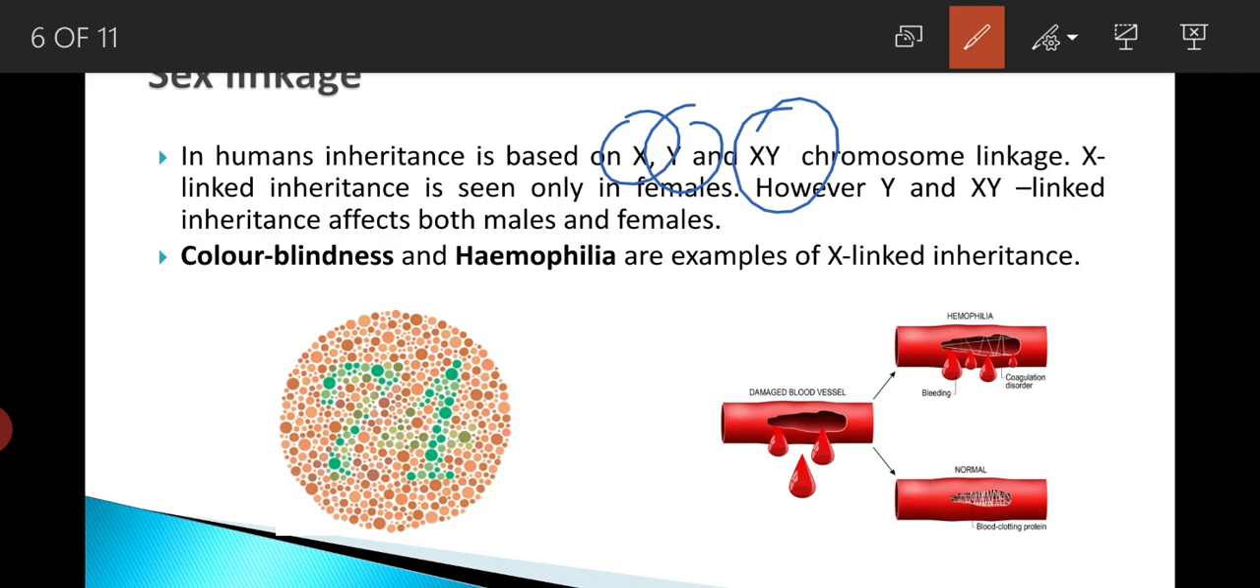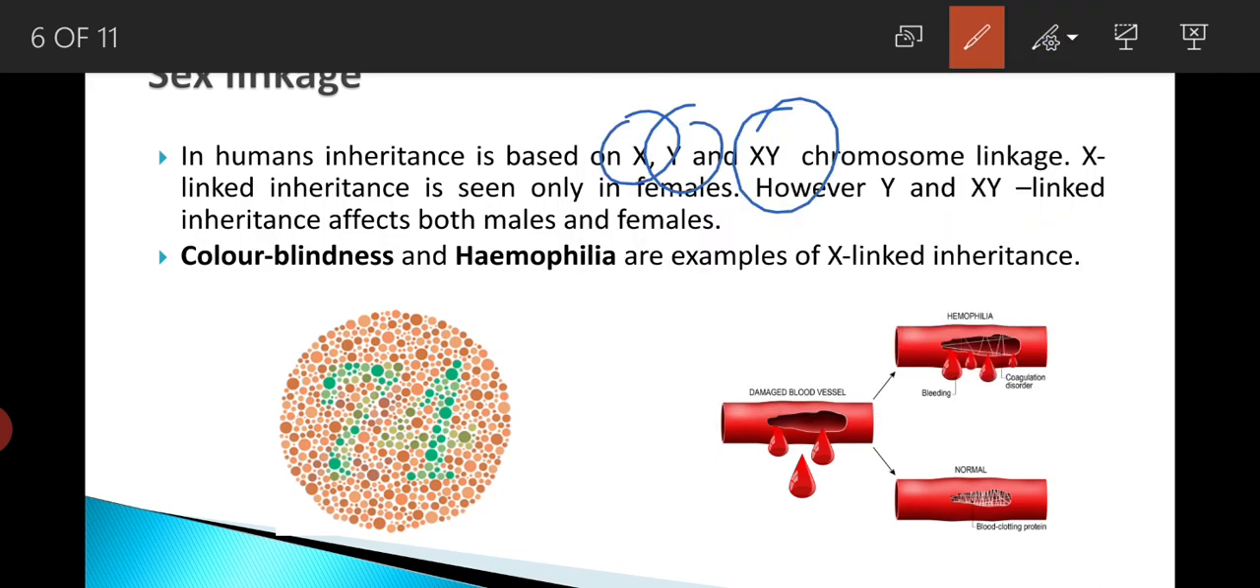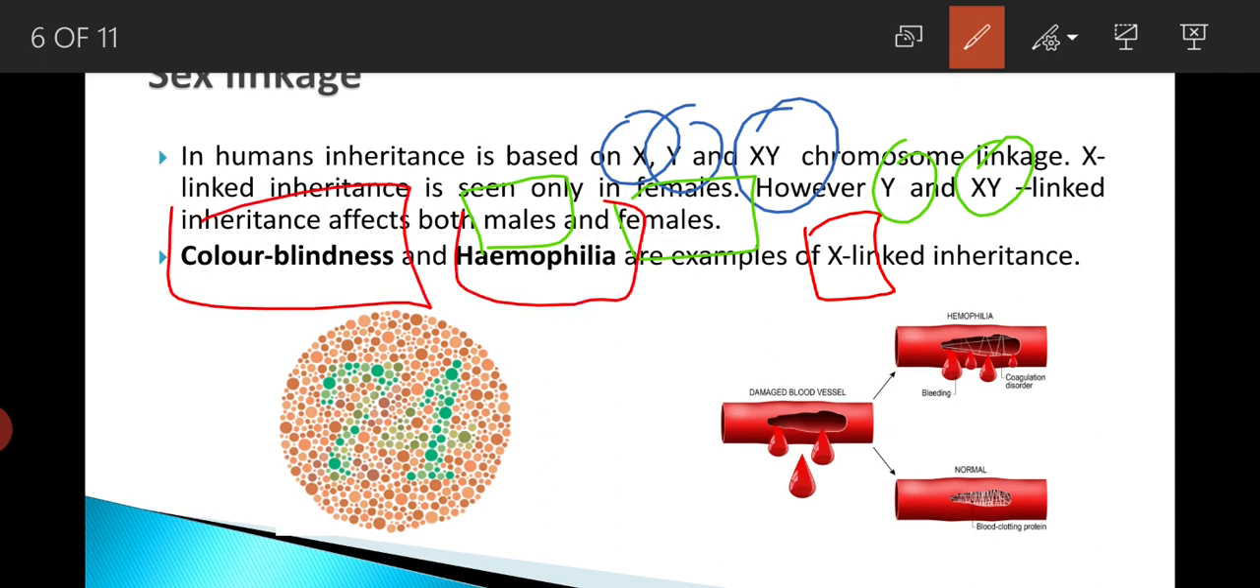Inheritance depending on the X chromosome is seen mostly in females, while the inheritance depending on X and Y affects both males and females. There are 2 typical examples of diseases which are inherited because of disorders on the X chromosome, and these are color blindness and hemophilia.